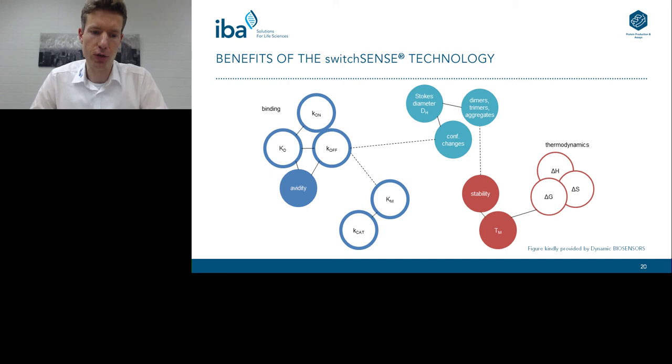You can use this technology for binding studies, like measuring KD on, KD off, or KD values, or avidity effects. You can also use it for measuring Stokes diameters, measuring the amount of dimers, trimers, or aggregates in your samples, or configuration changes of your protein. And furthermore, you can do stability studies with this technology.